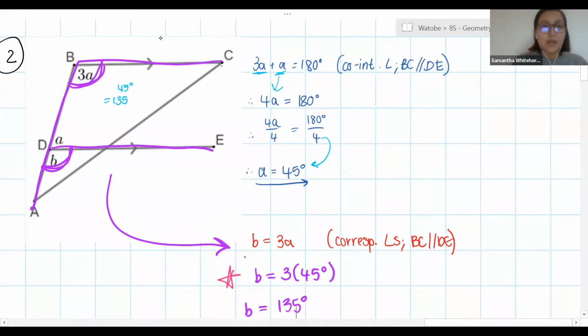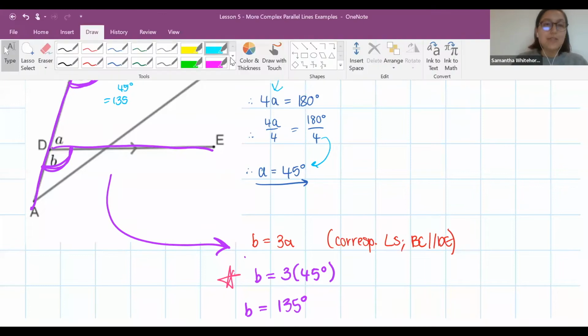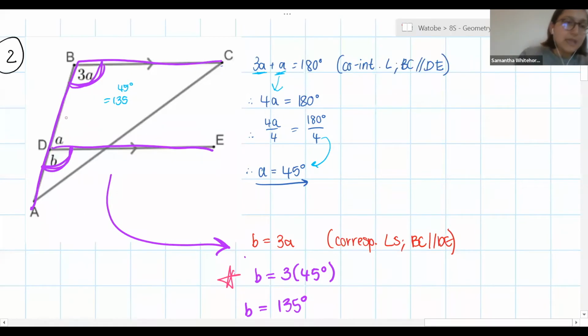A second way that you can do it is you can use angles on a straight line. So what you see here is that angle A plus angle B should give you 180 degrees. And so you can also solve for B by using angles on a straight line. That's absolutely fine. But essentially, I'm saying B is equal to 3A because they are corresponding angles. Right.